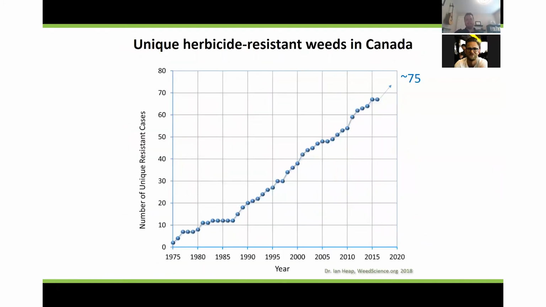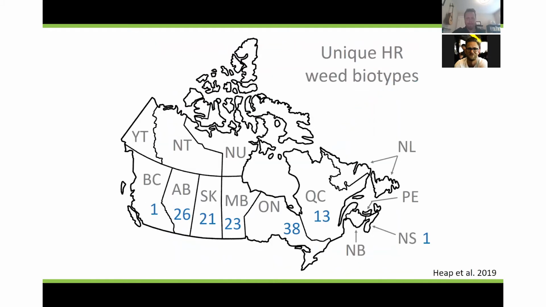Yeah, so this figure is showing the discovery of unique cases of herbicide resistance over time in Canada. You can see that it's increasing essentially in a linear fashion, and currently we're sitting at about 75, beginning in the mid 70s. And this is what it looks like for a number of unique cases distributed across Canada. Focusing in on the prairies here, so Alberta, Saskatchewan, and Manitoba, we're sitting in the low to mid 20s as far as unique cases within each prairie province. Alberta is somewhat ahead of the other prairie provinces.